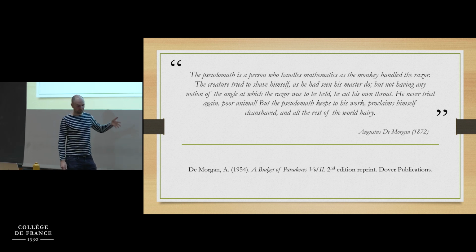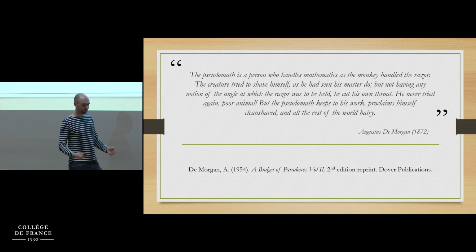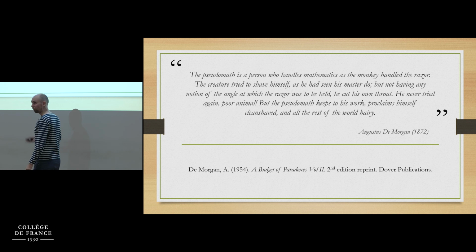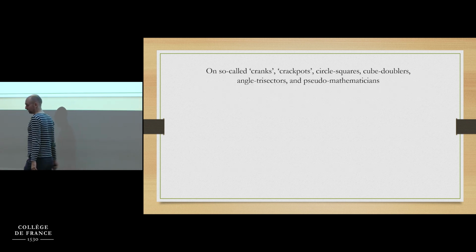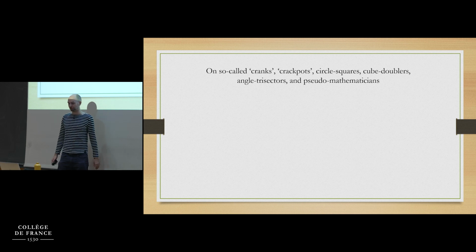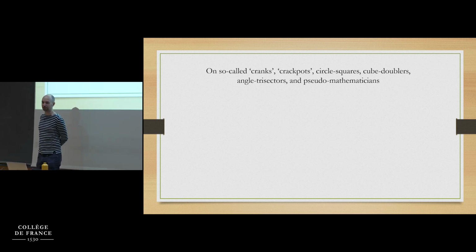Some mathematicians have written books about this, and papers about this, telling the stories of how they engaged or did not engage with cranks, or so-called cranks. There are blog posts and forum discussions, and a whole bunch of literature on so-called cranks, crackpots, circle squarers, cube doublers, angle trisectors, pseudo-mathematicians. Obviously, as you all know, the circle cannot be squared, the cube cannot be doubled, and angles cannot be trisected.